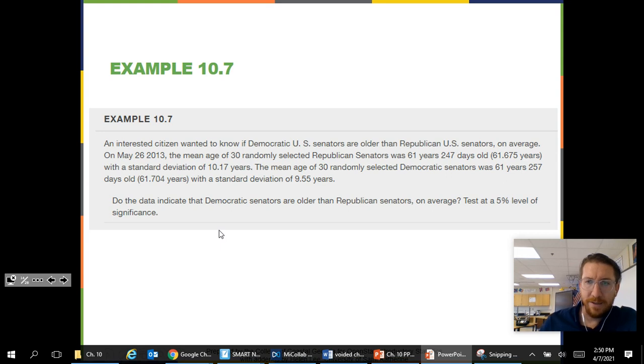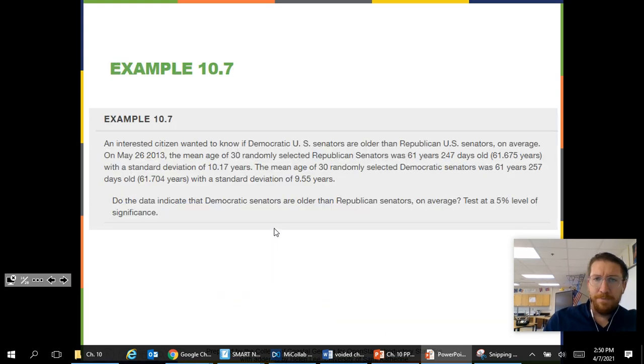So Democratic senators are 61.704, and Republicans are 61.675. If we look at those two numbers, wow, those are shockingly close to each other. We even have large standard deviations. So immediately when I look at this, I do not see Democrats being older by very much at all, a very small amount. So based on our data, I would be shocked if this is a reject.